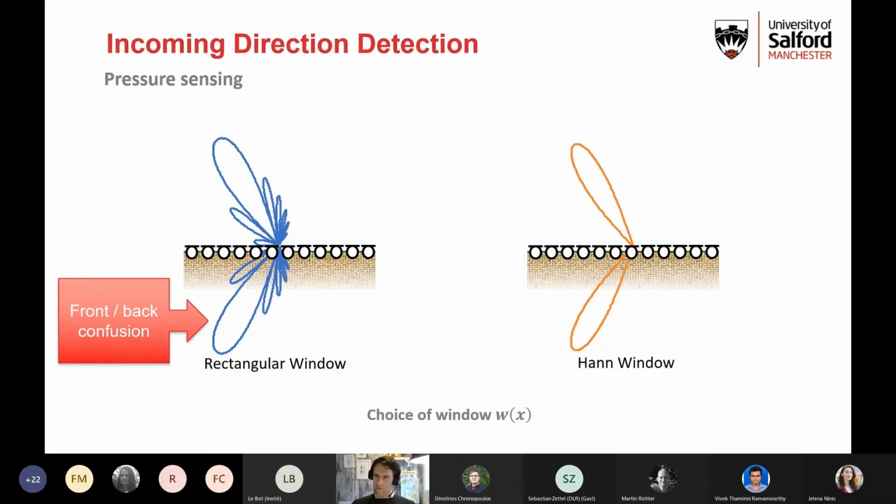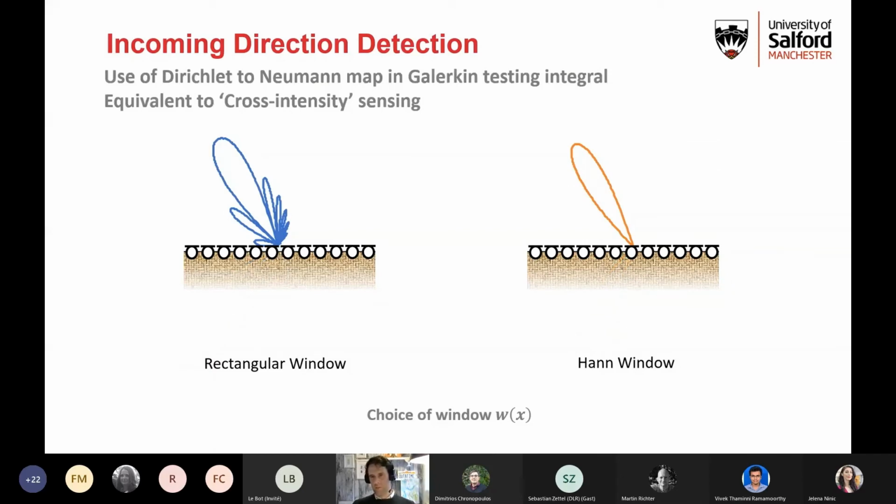And what I then went on and did was look at a more complicated formulation where you introduce not only monopole sensing but sensing the pressure gradient in a certain ratio. And this can also be interpreted as using the Dirichlet-Neumann map in the testing integral as well. So when you're looking for a basis function from a certain direction, you're not only looking for the pressure that matches with it, you're looking for the pressure gradient that matches it. And this has some interesting energy interpretations, and there's a term called cross intensity that I've published other work on that discusses this in more detail.